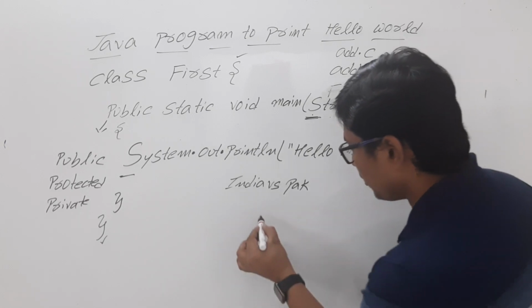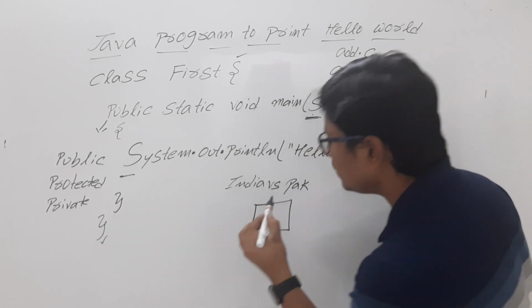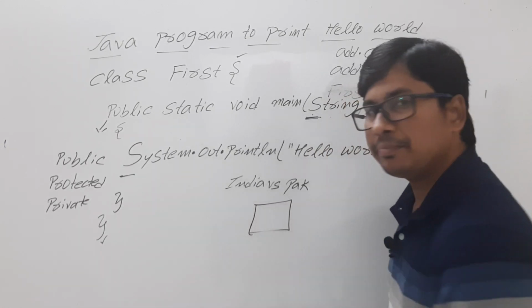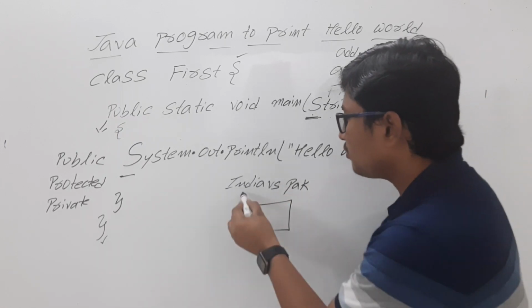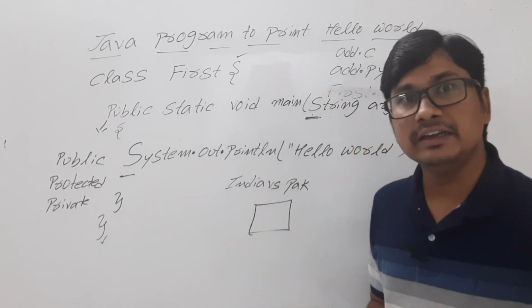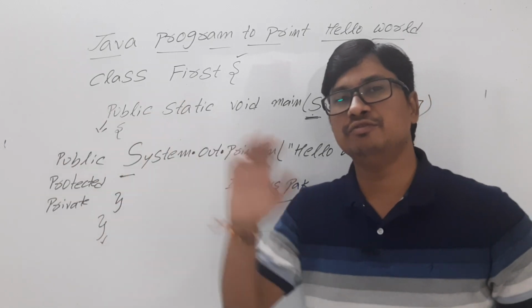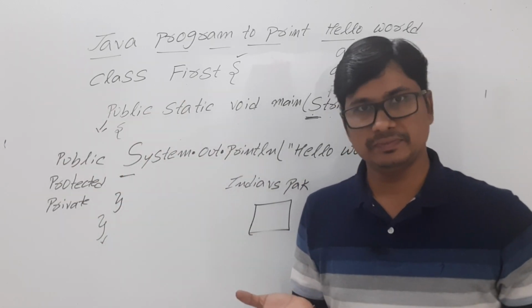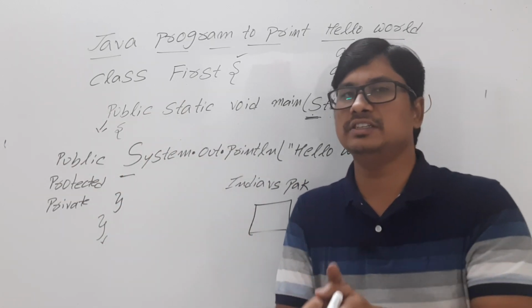Now let's take that you have a home. You have kept a big TV in front of your home. Then everyone who is passing by your home can watch the TV and can watch the cricket match. They will sit for 3 hours.